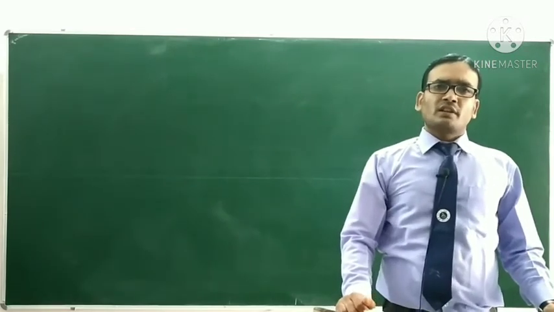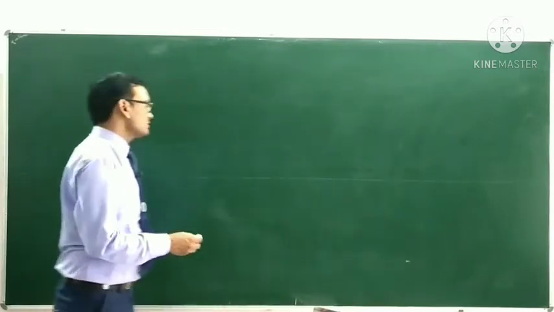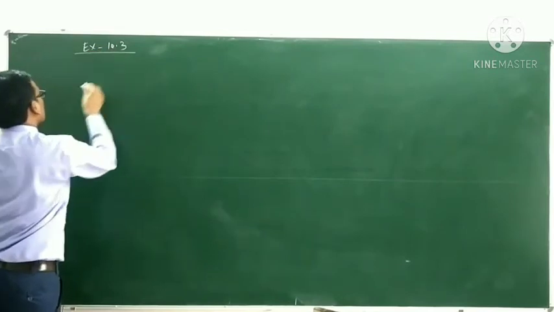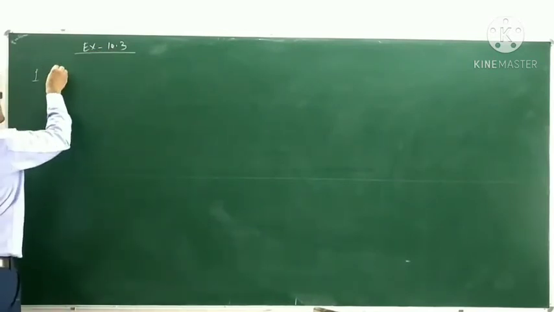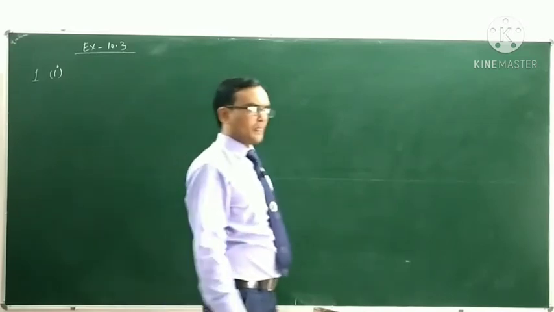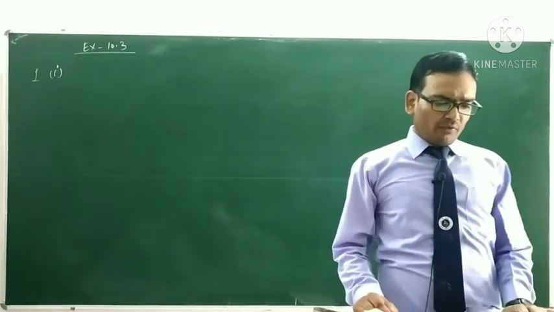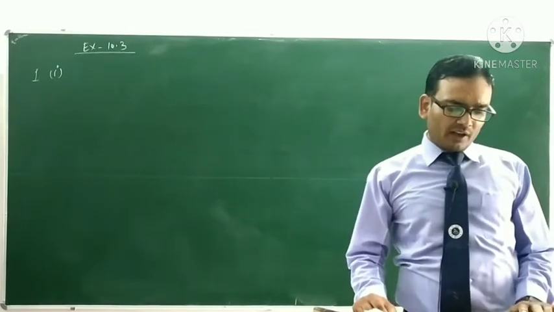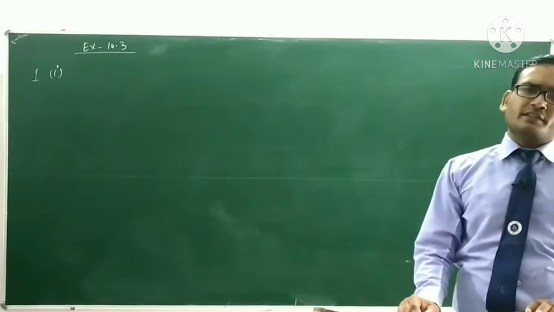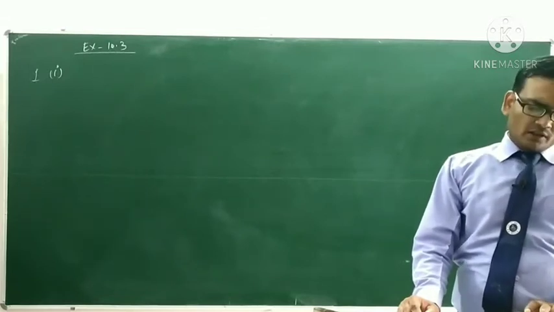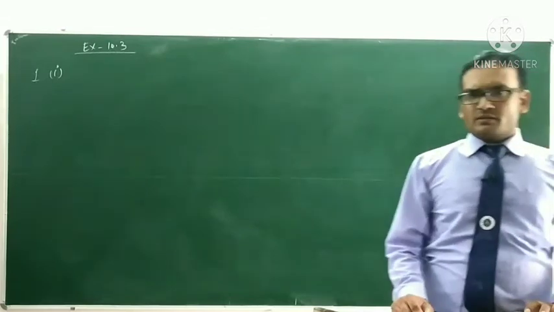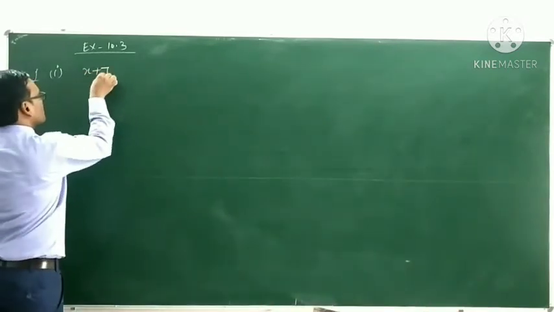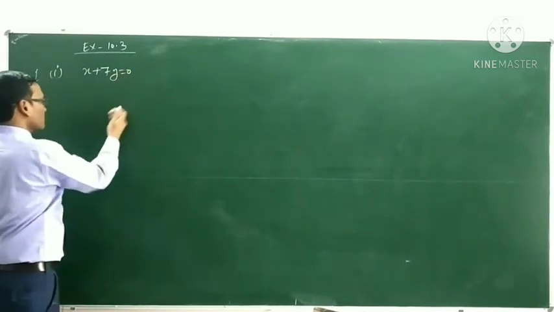Okay students, exercise 10.3, question number 1: reduce the following equation into slope intercept form and find their slope and y intercept. Okay students, x plus 7y equal to 0.